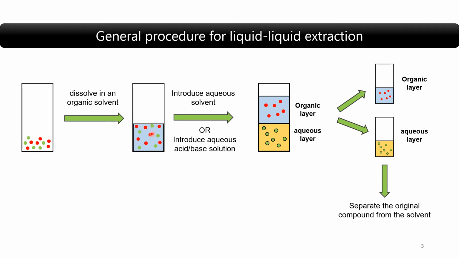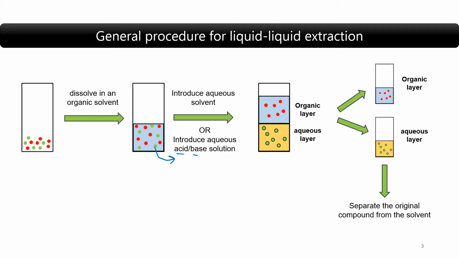That means its Kd is less than 1. Then it will move from the organic layer to the aqueous layer. Or else we might be able to convert one of these compounds into a more water-soluble form by reacting it with an acid or a base. So then that compound will become more water soluble and it will move to the aqueous layer.